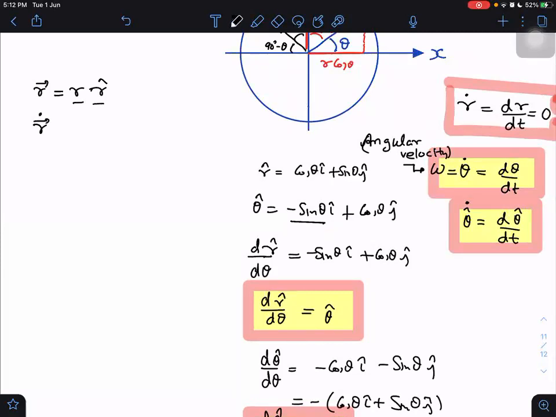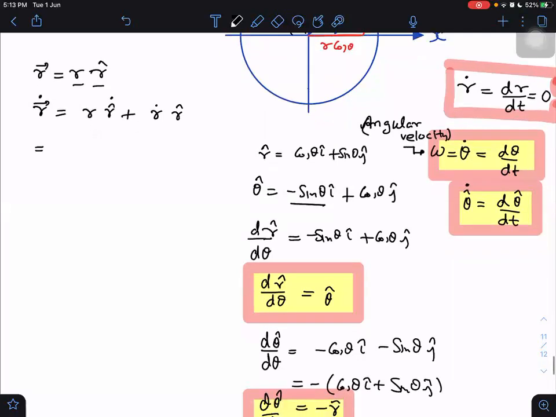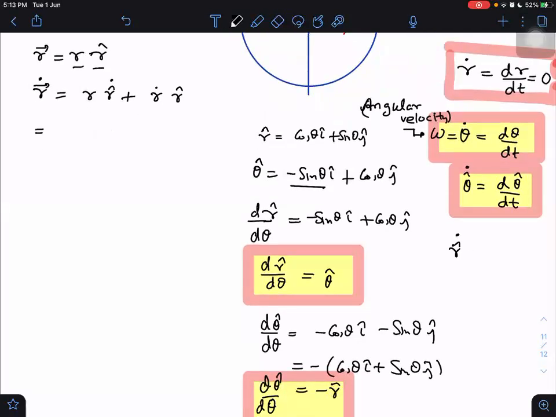The product rule I can use. The derivative of R vector will be R into R cap dot plus R dot into R cap. Now, what is R cap dot? R cap dot is dr cap by dt, not dr by d theta. Don't think dr by d theta. It is dr cap by dt.